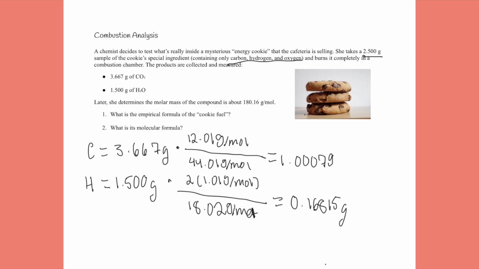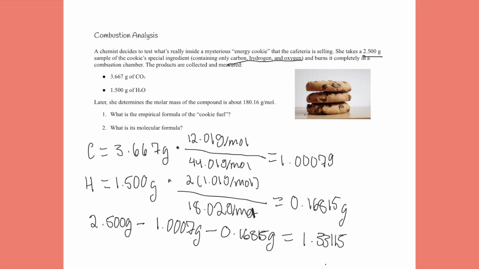So let's do 2.500 grams minus 1.0007 grams minus 0.168, and we get 1.33115 grams.